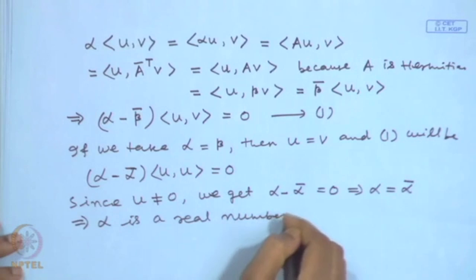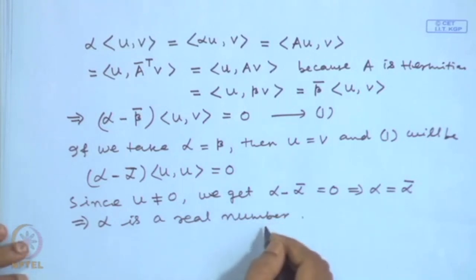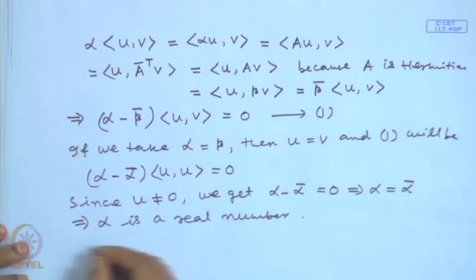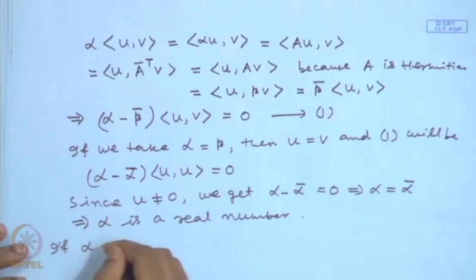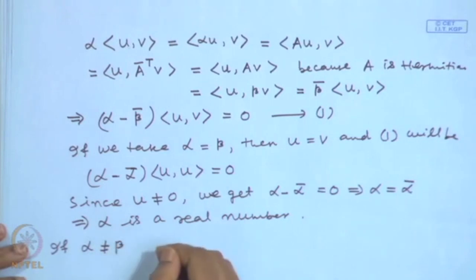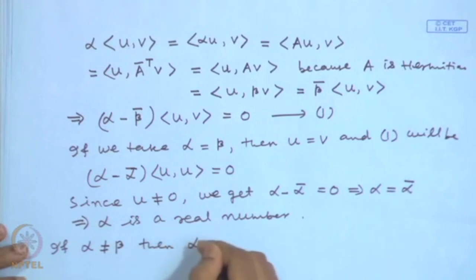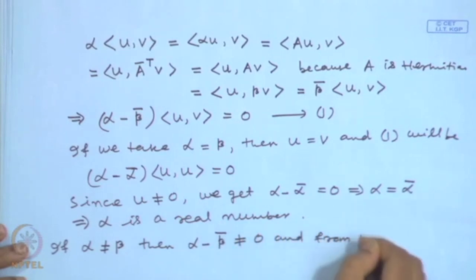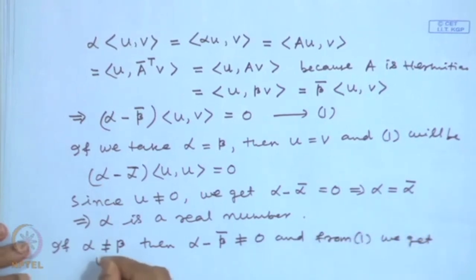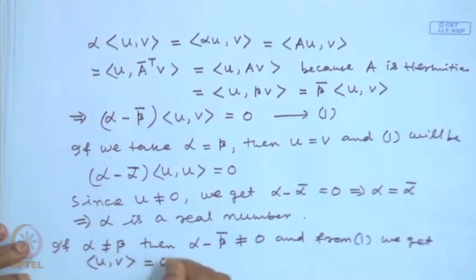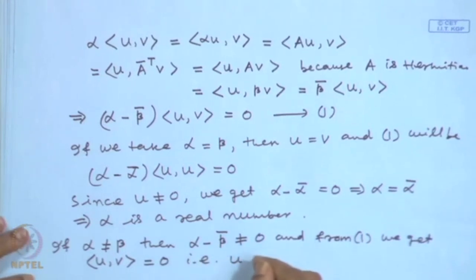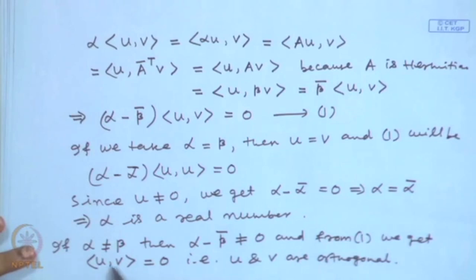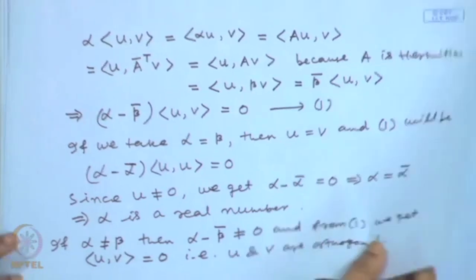So from here we get that all eigenvalues of a Hermitian matrix are real numbers. Next, if alpha and beta are distinct, that is, different eigenvalues, then this alpha minus beta bar is not equal to 0, and from 1 we get that the inner product of u and v is equal to 0, that is, u and v are orthogonal. So it says that the eigenvectors corresponding to distinct eigenvalues are orthogonal, and this is how we prove this result.